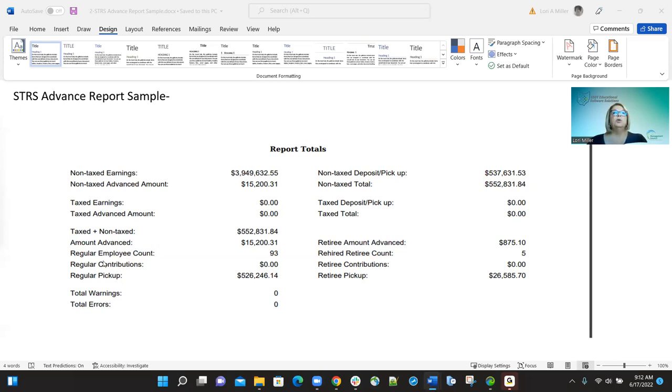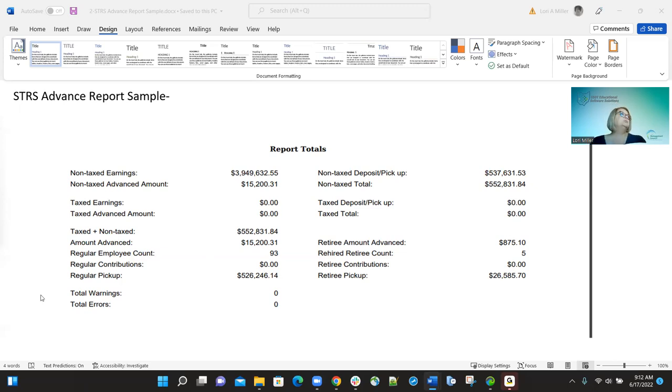The regular employee count is a count of all the employees on the report who are not rehired retirees. A mid-year rehired retiree will count as both a regular employee and a rehired employee. So keep in mind that anybody who has a mid-year rehired retiree is going to be included in this count as well as the rehired retiree count.